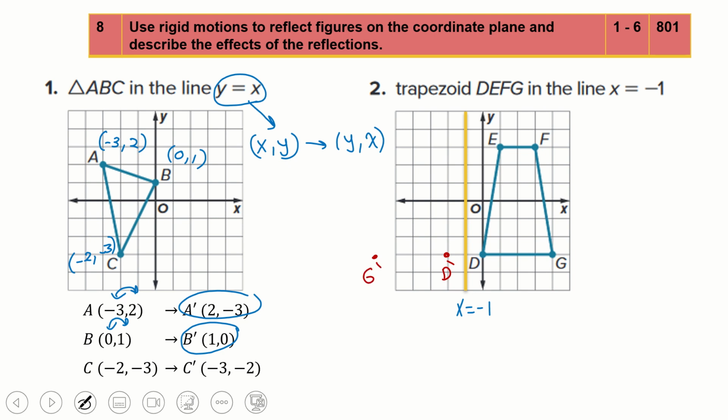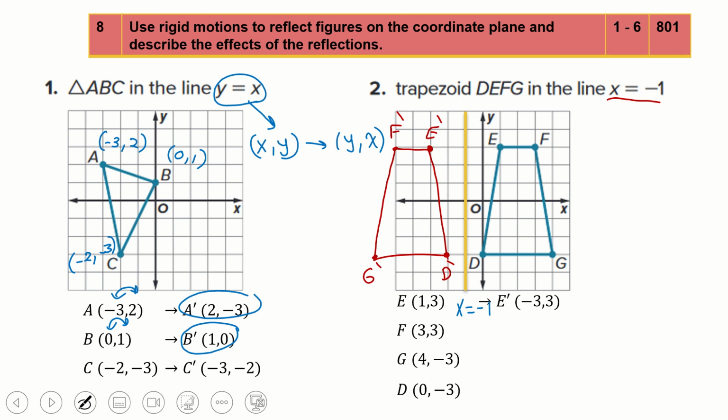This is G prime. And point E is 2 units to the right of the line of reflection, so 2 units to the left will be here. And from E prime, we go 2 units until we reach F prime. We match them. This is the reflected figure. Whether the question says find the coordinates of point E or F or D or G after the reflection in the line x equals -1, we can list all of them and answer whatever the question is asking for.